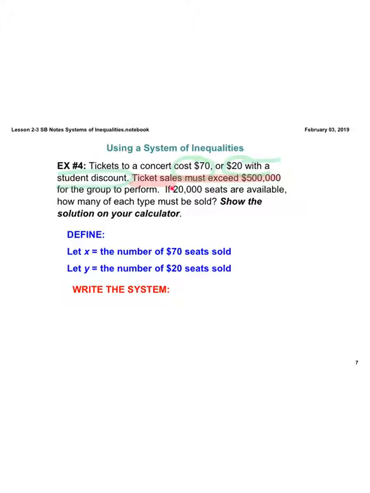Also, if 20,000 seats are available, that means there are no more seats available. There are fewer available, but no more. So we have to sell more than $500,000, and we're constrained by only 20,000 seats. So that's another constraint. So how many of each type must be sold? And so you're not going to do the solution on your calculator. I know. You are going to do it on your own, and I'll talk you through it.